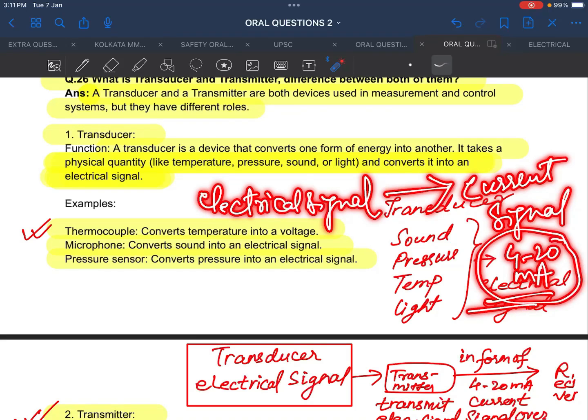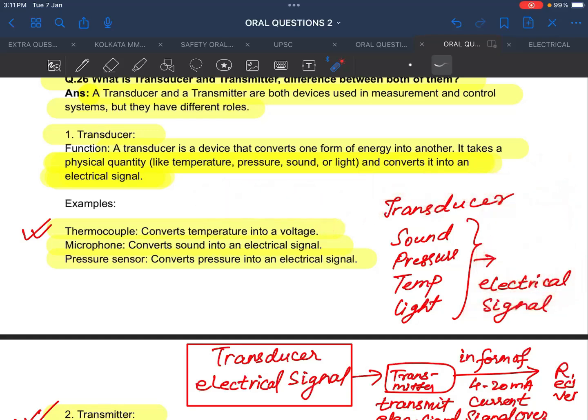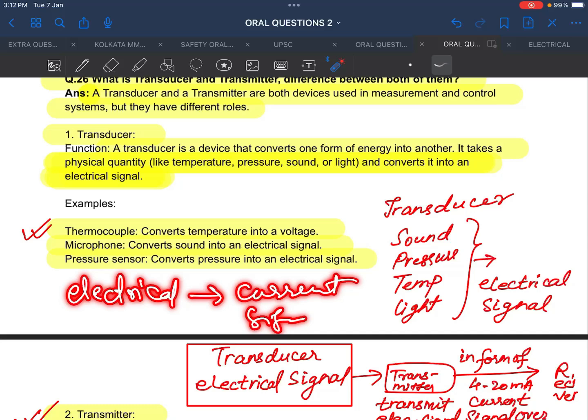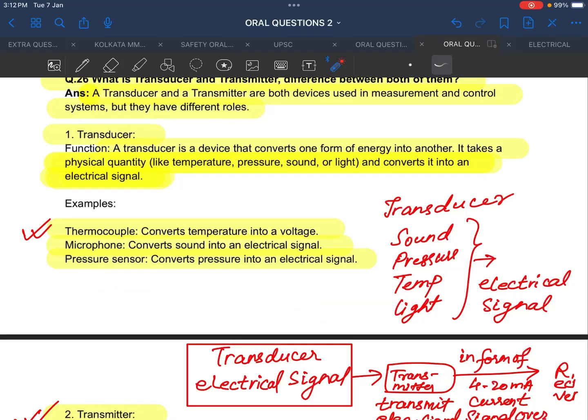Why we take this 4 to 20 milliampere, I will discuss later because it is a long discussion. So the electrical signal is converted to a current signal in 4 to 20 milliampere form, and they amplify the signal and transmit it over a long distance. Suppose you want to transmit a signal over 100, 200, 300 meters, from the forward of the ship to the aft of the ship.